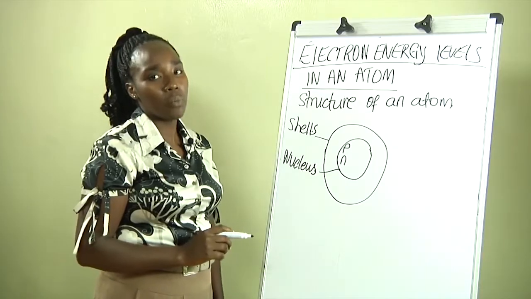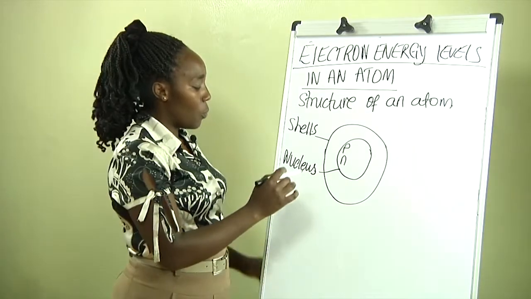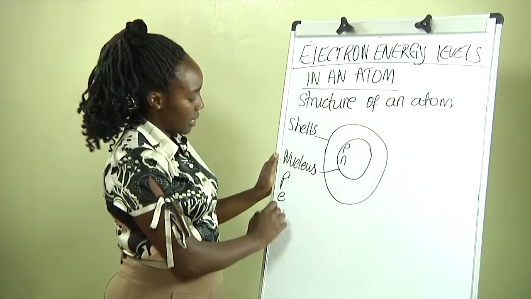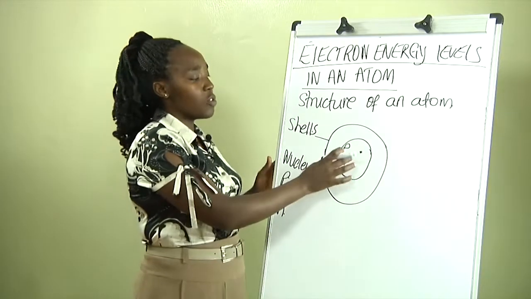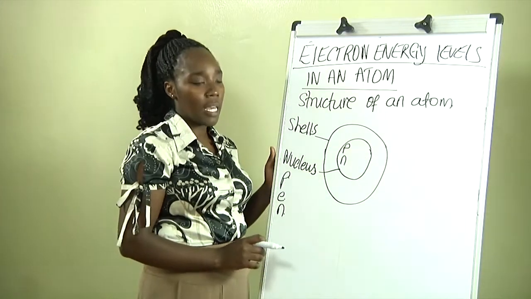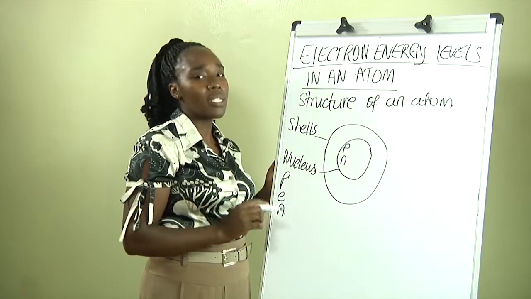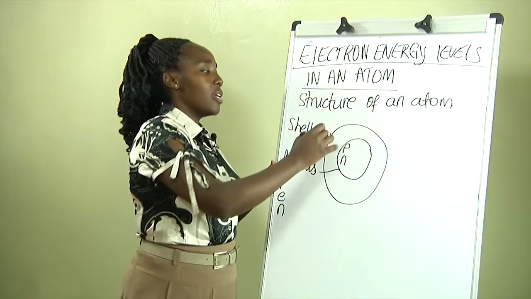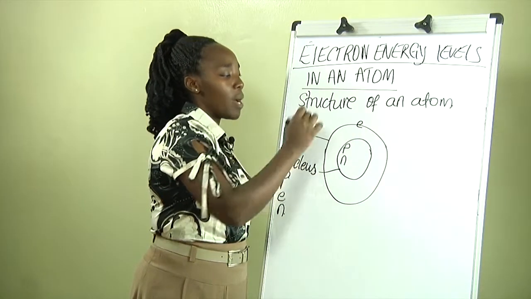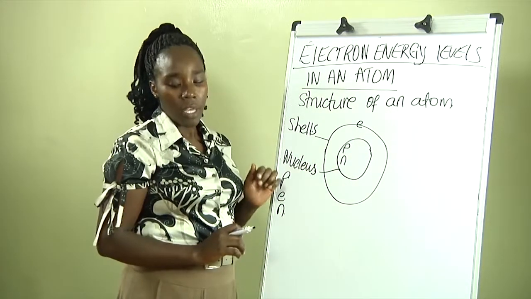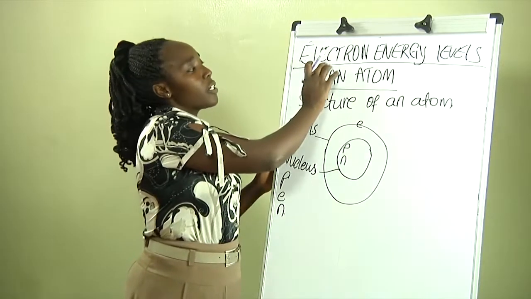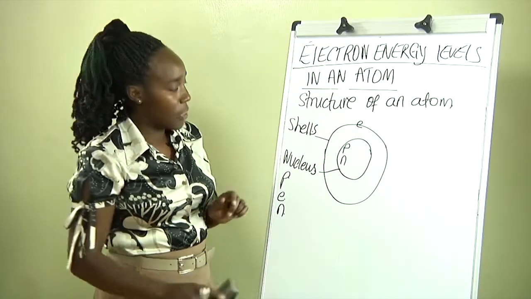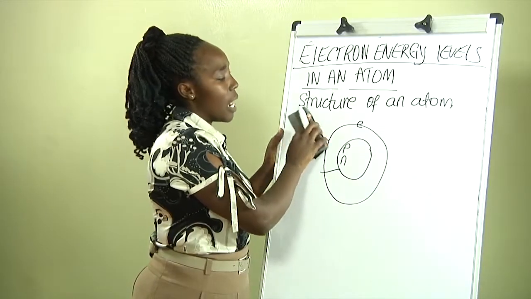We said that an atom consists of three subatomic particles: the protons, the electrons, and the neutrons. The protons and the neutrons occupy the nucleus. The electrons, we said, occupy the energy shells. So our electrons will always occupy the energy shells. Therefore, from our topic, electron energy levels arrangement in an atom, we want to see where we place our electrons.